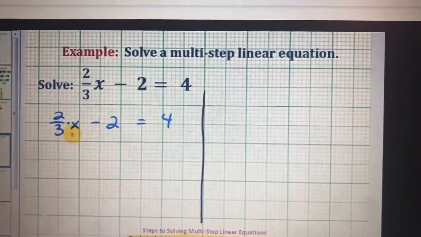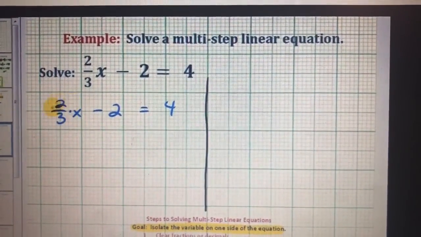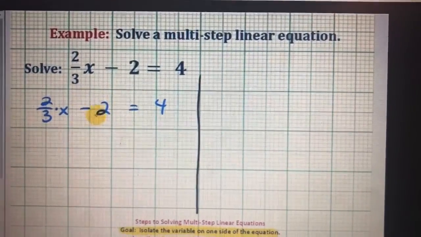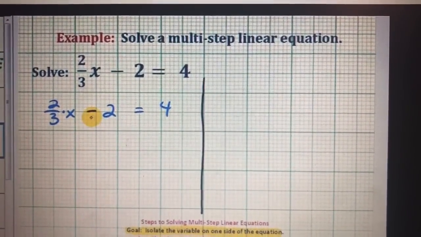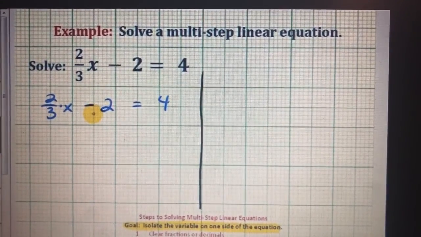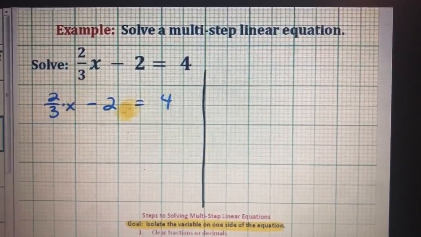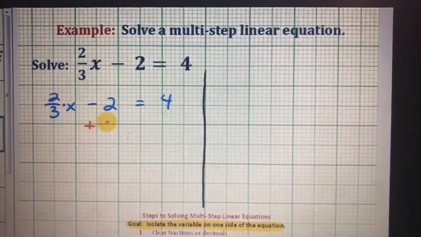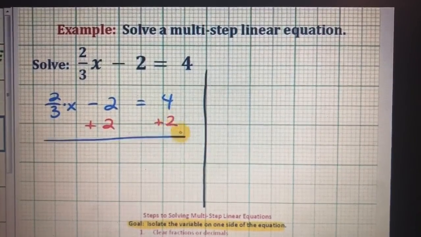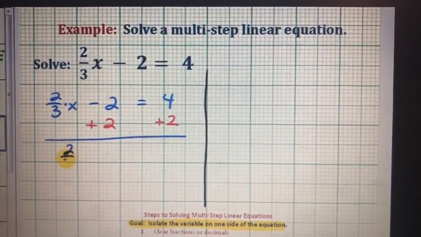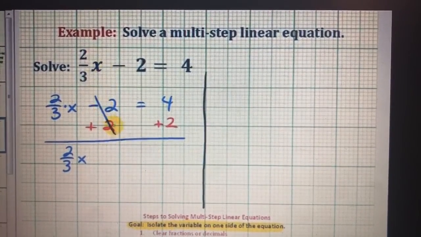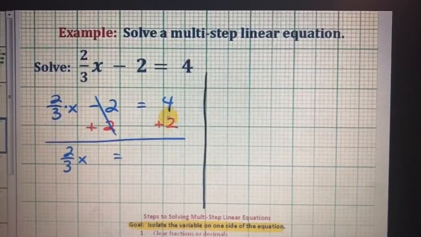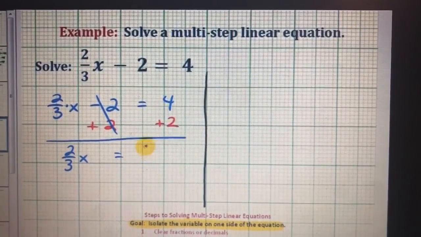So to isolate the variable x on the left side, we have to undo this multiplication and undo this subtraction. And we always want to undo the addition or subtraction first before we undo any multiplication or division. The opposite of minus 2 is plus 2, so we'll add 2 to both sides of the equation. So we have 2/3 x, minus 2 plus 2, that would be 0. That's why we did that, equals 4 plus 2, which is equal to 6.